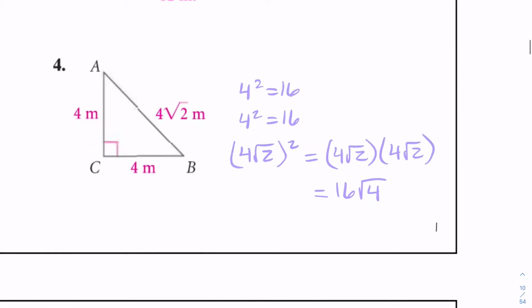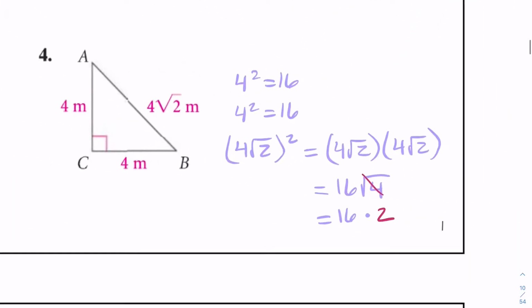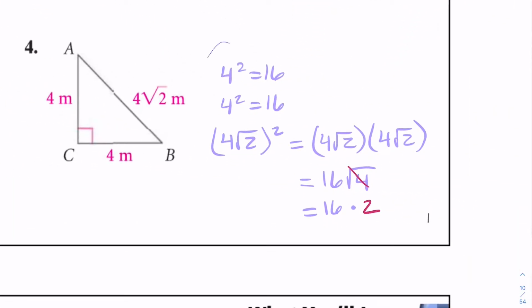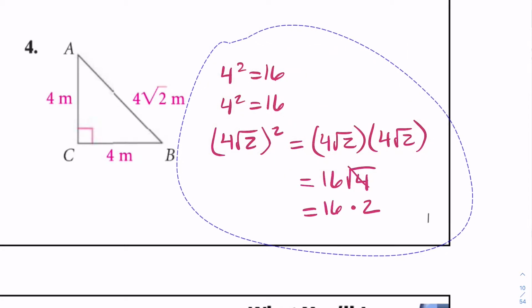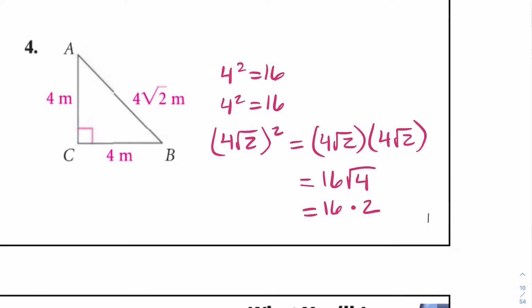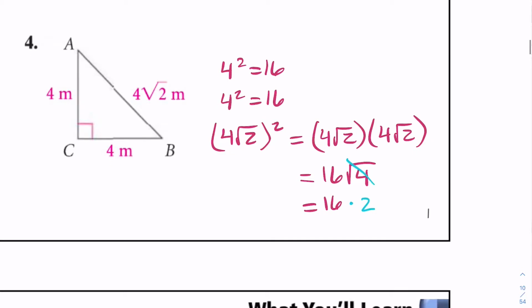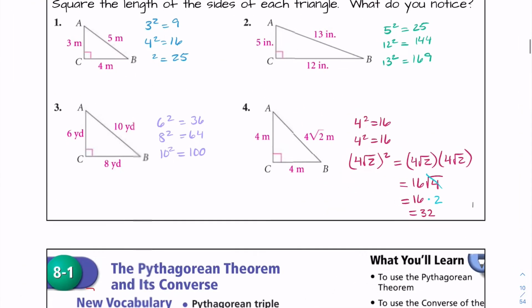And 16 square roots of 4, well, that's the same as saying 16 times 2. Oops, I used the wrong color for these. Let's see. And so 16 times 2 is 32, because the square root of 4 is 2. So we get, let's take a look at these.